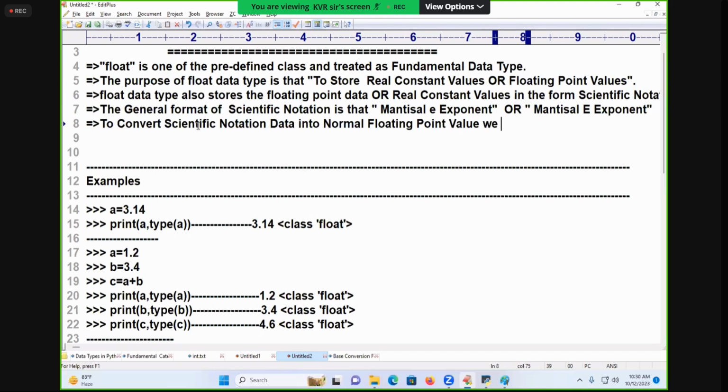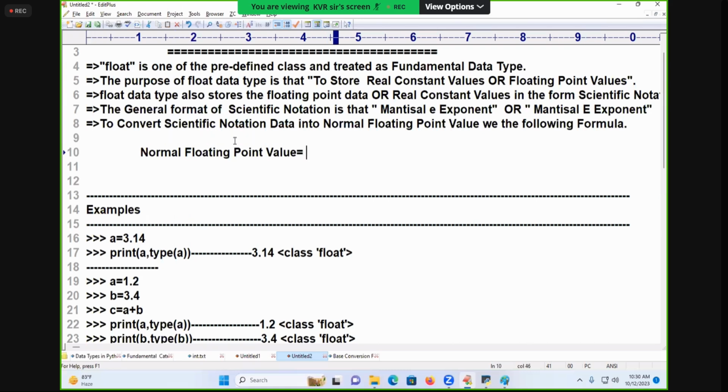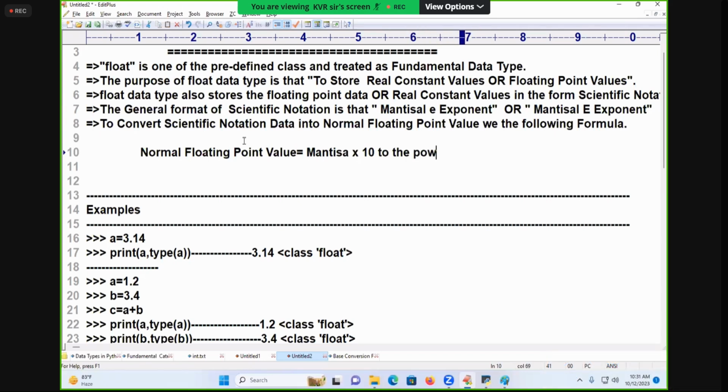we use the following formula. What is that formula, students? Normal floating point value is equal to mantissa into 10 to the power of exponent. Now, students, 10 to the power of what? Exponent. To the power of exponent. Mantissa into 10 to the power of exponent.